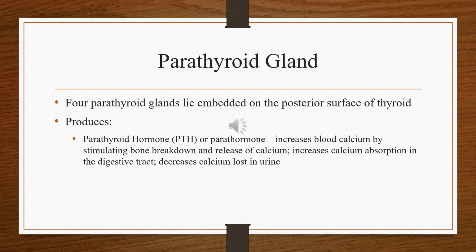The 4 parathyroid glands lie embedded on the posterior surface of the thyroid, one in each corner. Like the thyroid lobes, the parathyroid glands work together as a single gland, producing the parathyroid hormone, which helps regulate the blood's calcium balance.